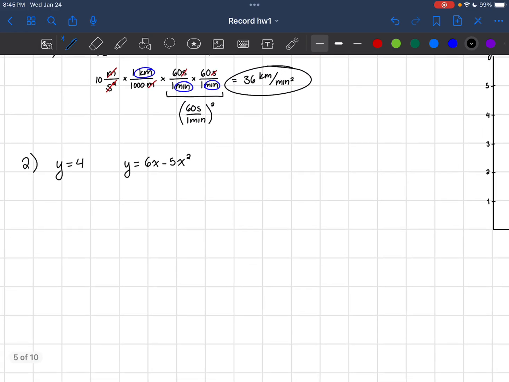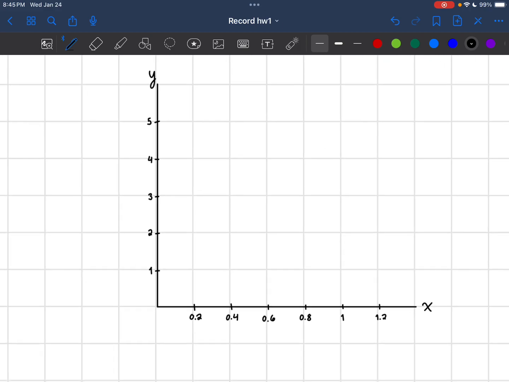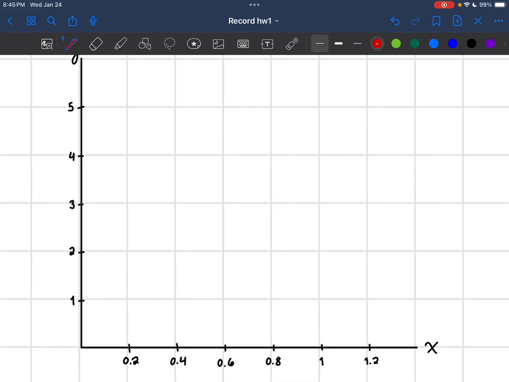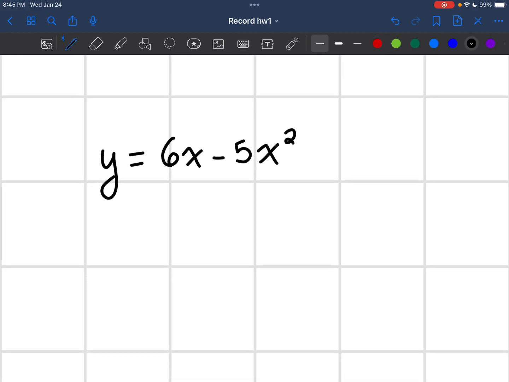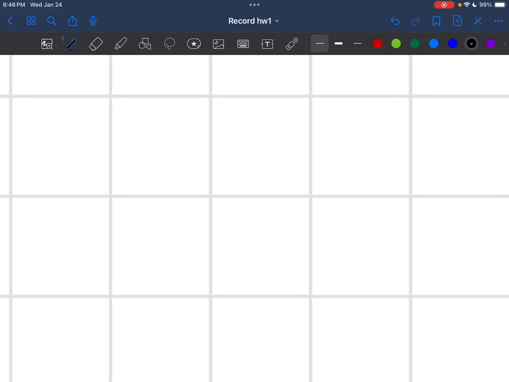So the first thing I want to do, just to visualize this, I'm going to graph it. I graphed this on Desmos ahead of time. All right, so I have my y equals 4 there, and I'm just going to use some values. So I'm going to find my x-intercepts just real quick.